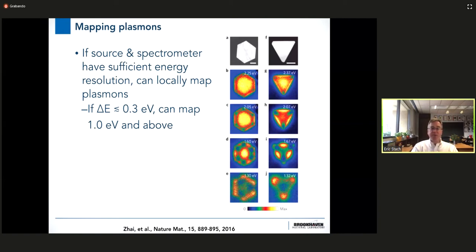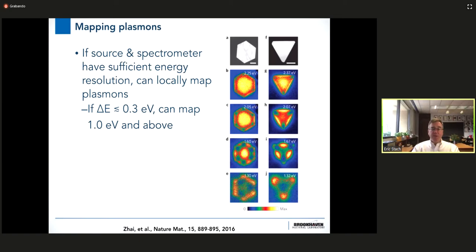So this is a beautiful example from a paper done again at the CFN, where someone brought in some gold features. These are relatively large prisms and hexagonal features of gold. And what you see is that the presence of sharp edges, and shapes overall, leads to changes in the plasmonic modes that you can actually map out using electron energy loss spectroscopy.